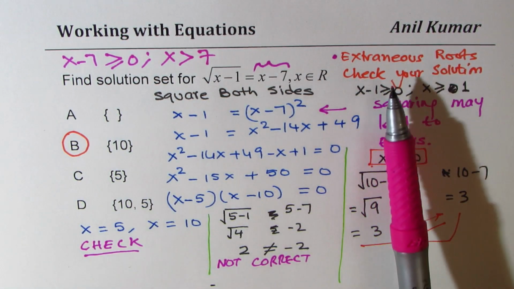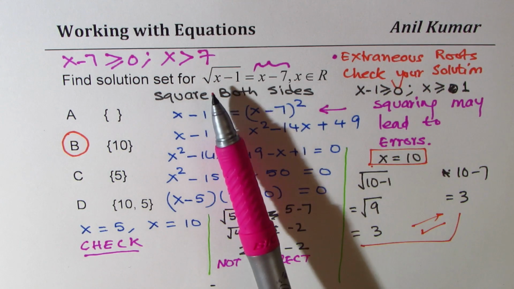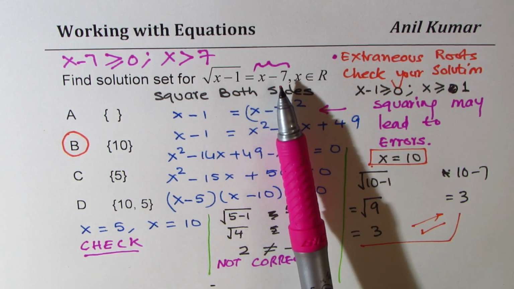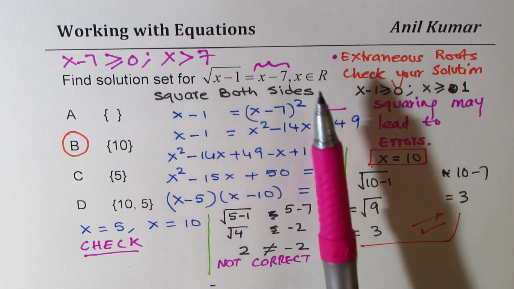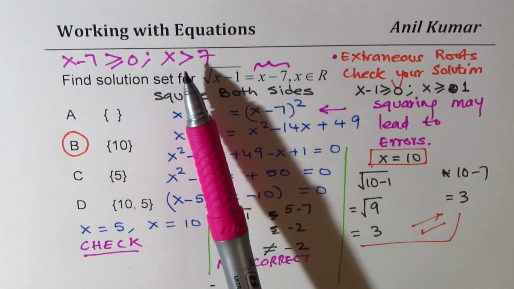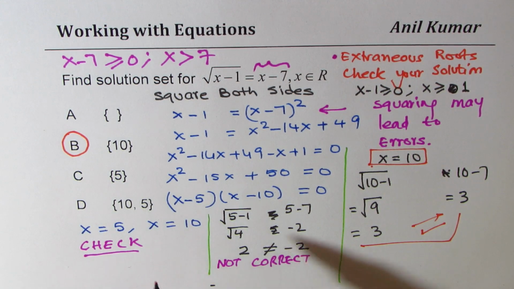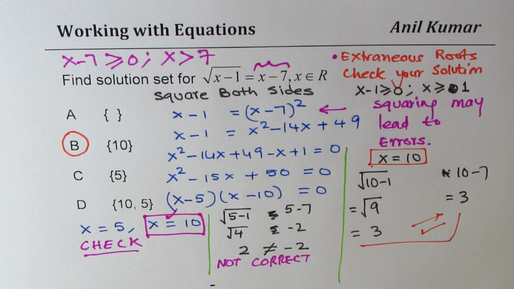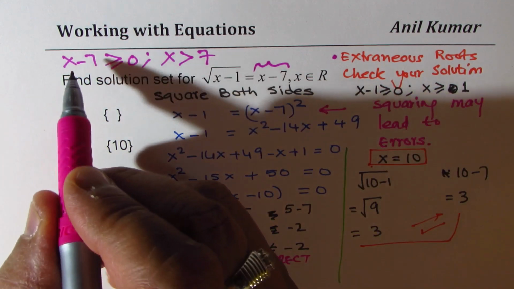So writing the domain is not only for the left side, you should also look into the other side. We need to have something positive as square root output, right? So if you could have done that, then this check was not required. You know that this is the right answer. So that is saving time. So save time. This is your tip.